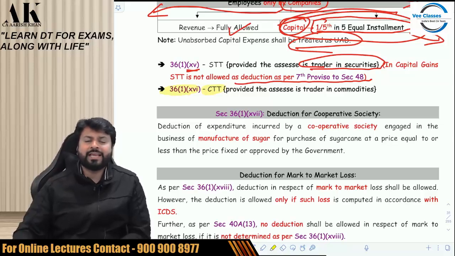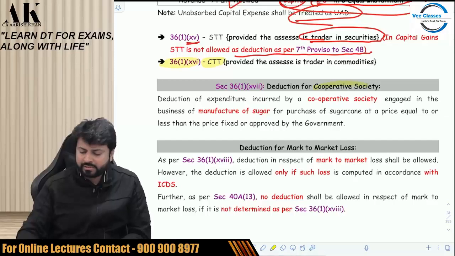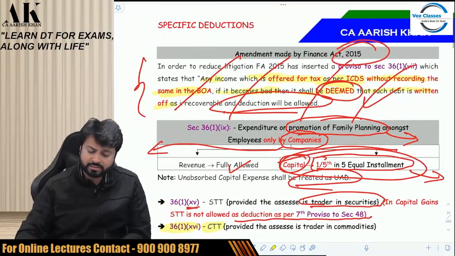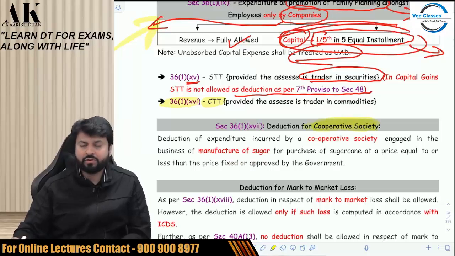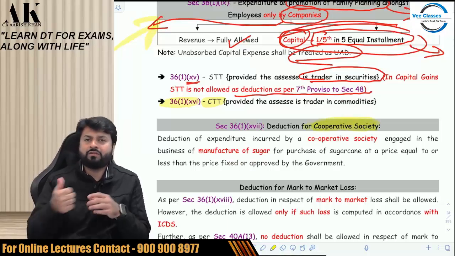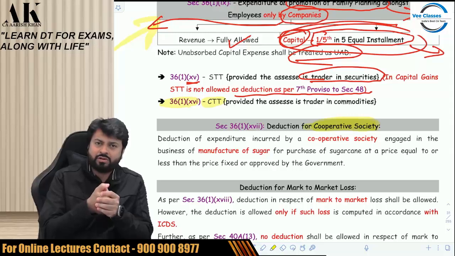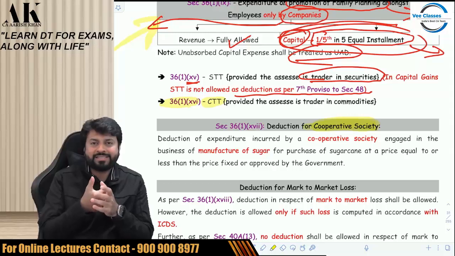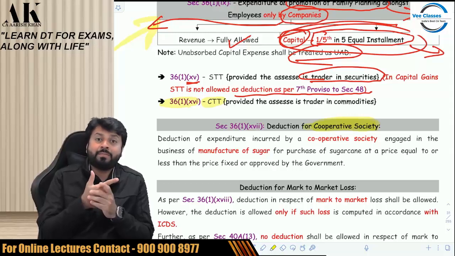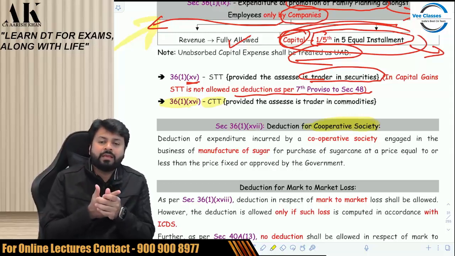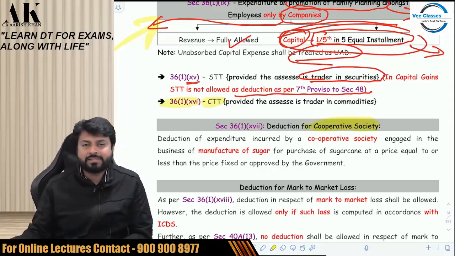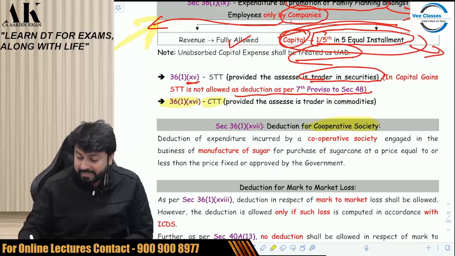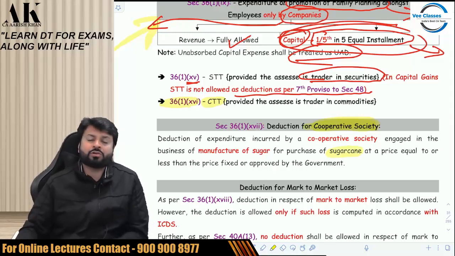The next one is exclusively for cooperative society. The way the earlier section was exclusively for company, similarly, this section is exclusively for cooperative society. That too, what kind of cooperative society? Count the conditions on your fingers. First, the assessee has to be a cooperative society. Second, the assessee has to be engaged in the manufacturing of sugar. And for that purpose, they are buying what? Sugarcane. So this section talks about deduction of sugarcane cost.